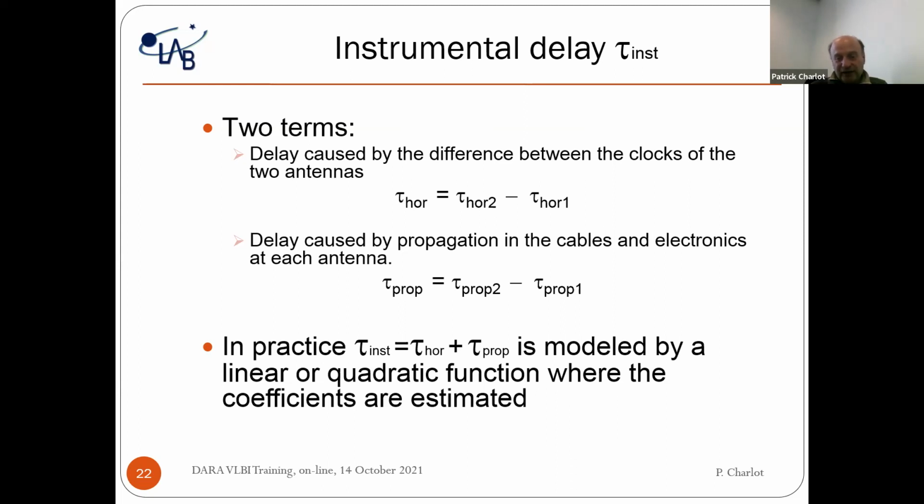And you just estimate this as a linear or quadratic function where you estimate a clock offset and a clock rate, even though it includes also the other effects. But basically, this is a parameter that you don't try to model, but it comes out from the least square estimation.